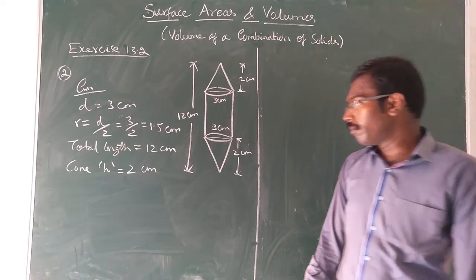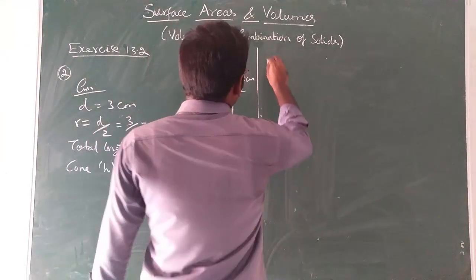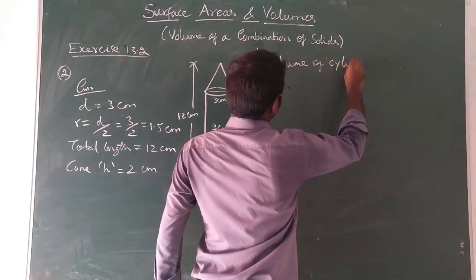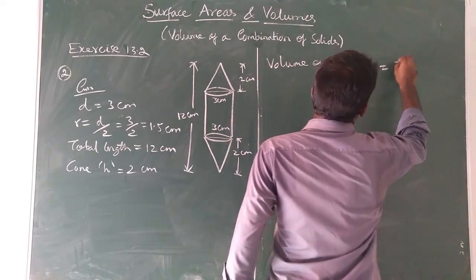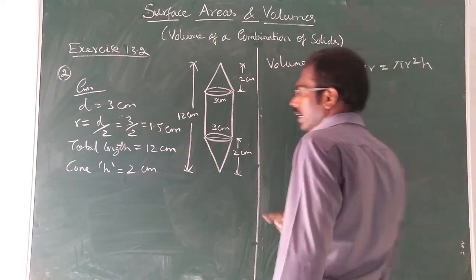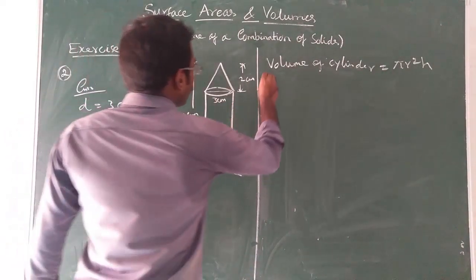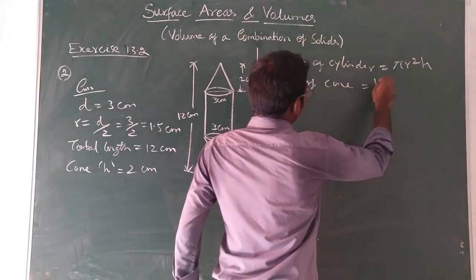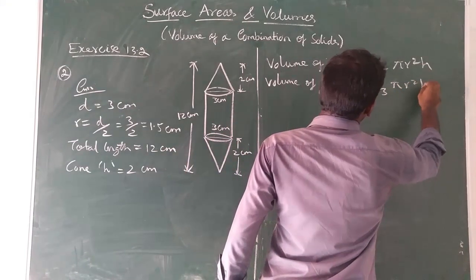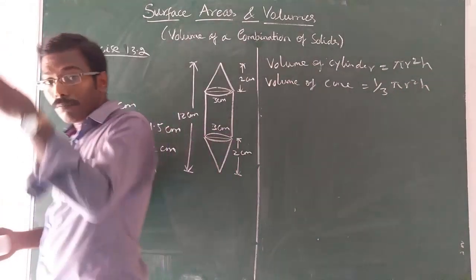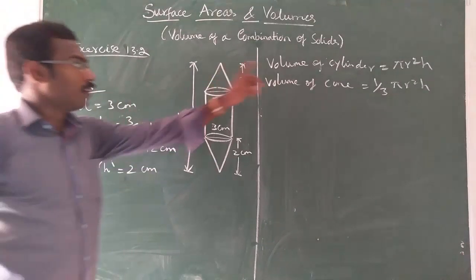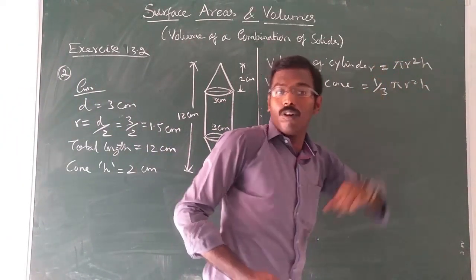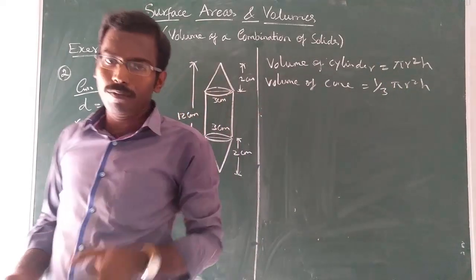I will write it here. Volume of cylinder is equal to pi r square h. Then volume of cone is equal to 1 by 3 pi r square h, because cone volume is one third of the cylinder's volume. So this is pi r square h, and the cone is 1 by 3 pi r square h. Are you all following me?